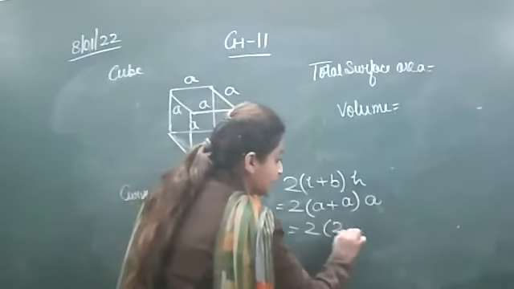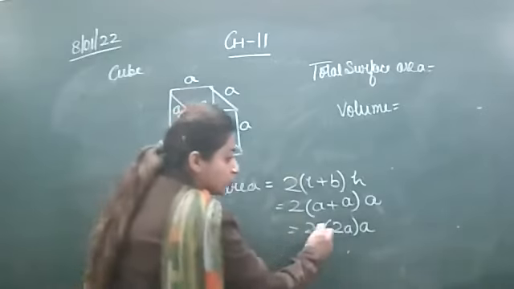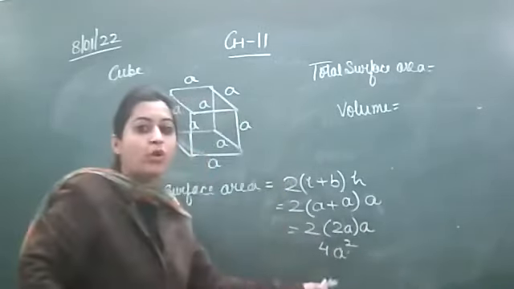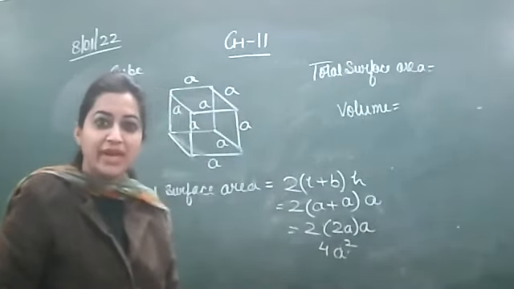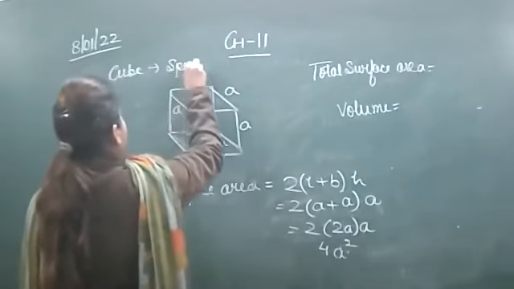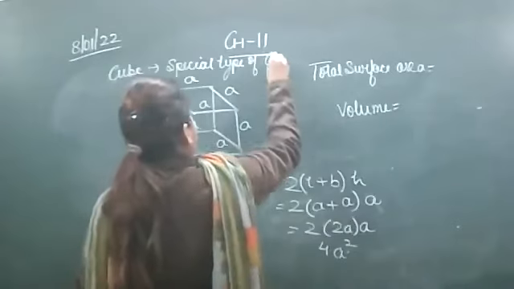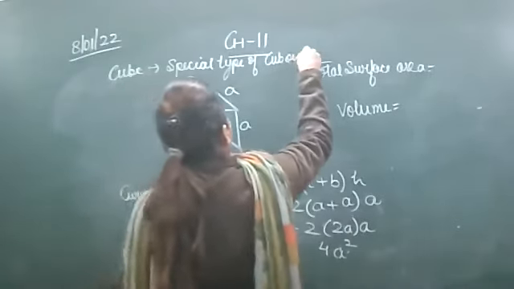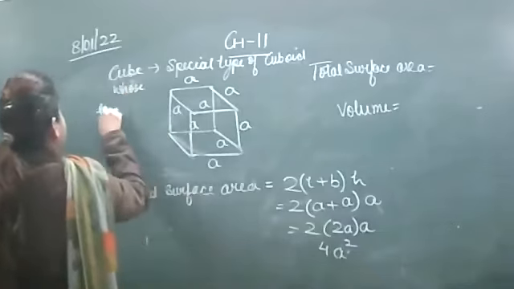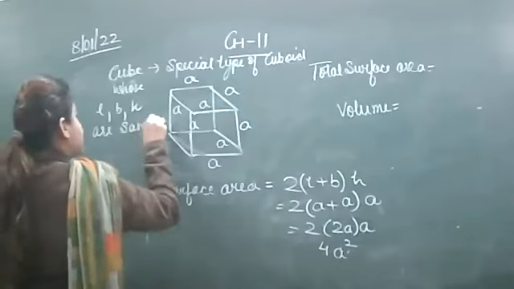A plus A, what will it become? 2a. 2 2s are 4. a into a is a square. So this we have got as formula. Is it okay? So cube is a special type of cuboid whose length, breadth, height are same.